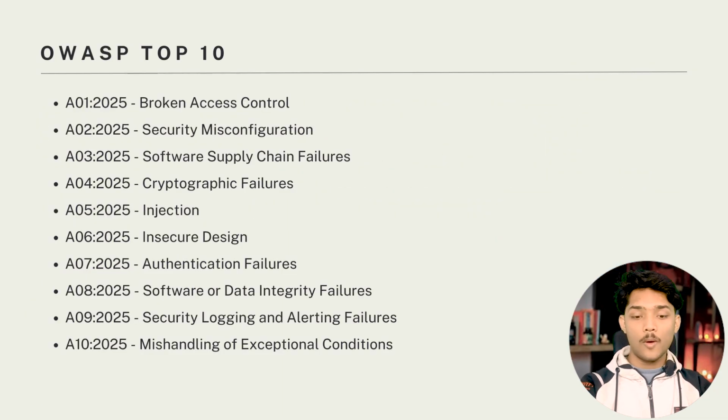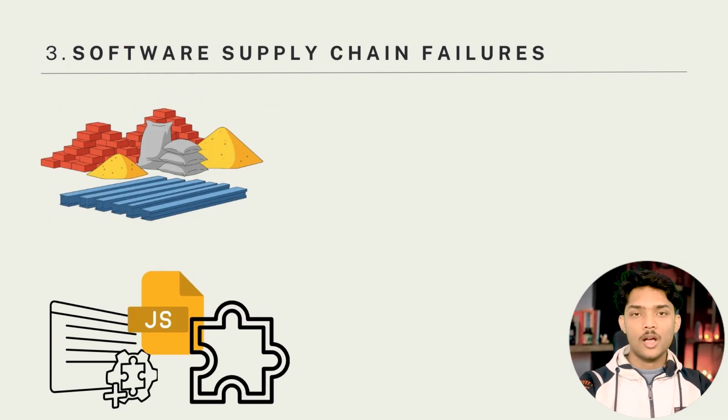Now third, we have software supply chain failures. In very simple language, let's understand this as a software application being just like a house. When you build a house, you buy different items from the market to build it. You don't go create steel from scratch, you don't go create cement from scratch. Instead, you just go to the shops and buy them. Similarly, when a web developer is developing an application, they do not craft libraries, plugins and frameworks from scratch. They just use them because everyone uses them.